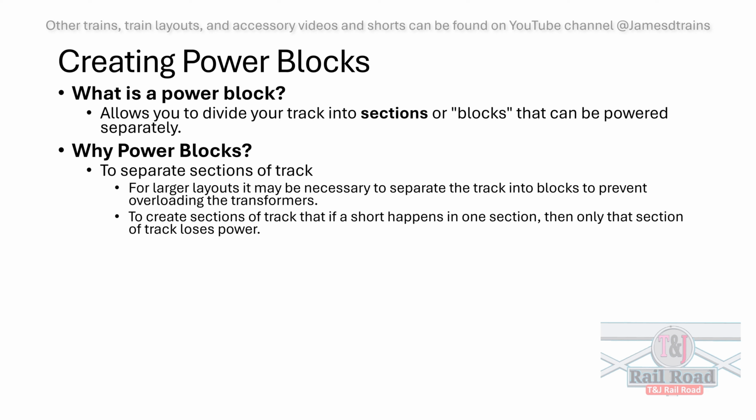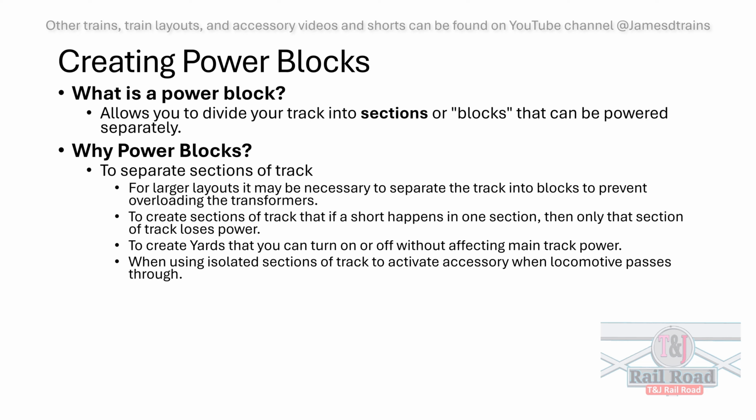To create sections of track so that if a short happens in one section, then only that section of track loses power. To create yards that you can turn on or off without affecting main track power. When using isolated sections of track to activate accessories when a locomotive passes through. These methods in this video are for track power, not for accessories.